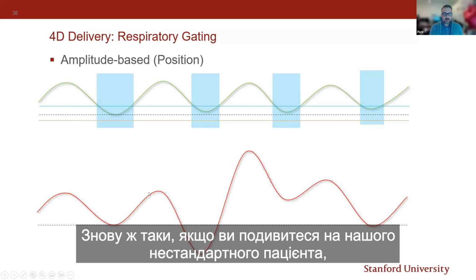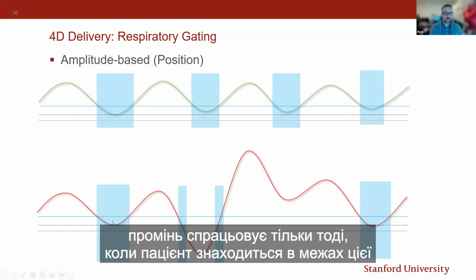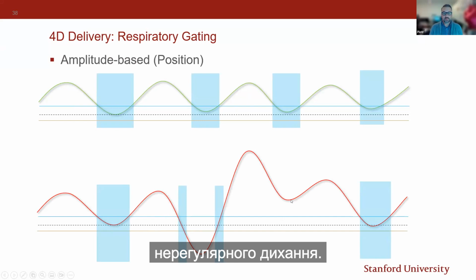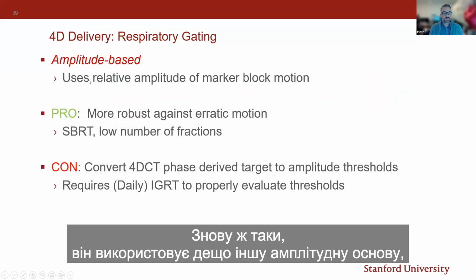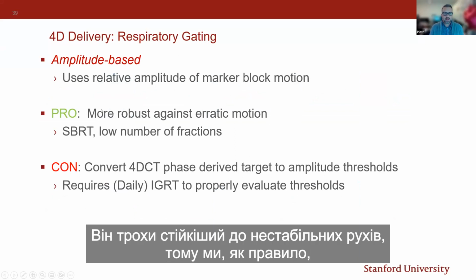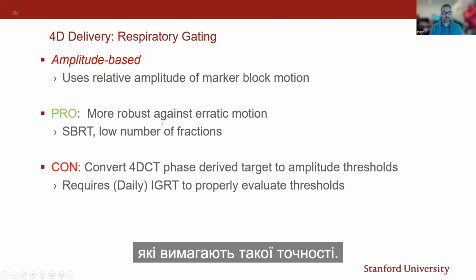Again, if you look at our irregular patient that started to do something strange, the beam will only trigger when the patient's within this physical amplitude. And so you can see that it is a little bit more robust to erratic breathing. Amplitude-based gating uses the amplitude of the marker, not the rhythm. So we tend to use it for SBRT or any sort of treatments that require that precision.